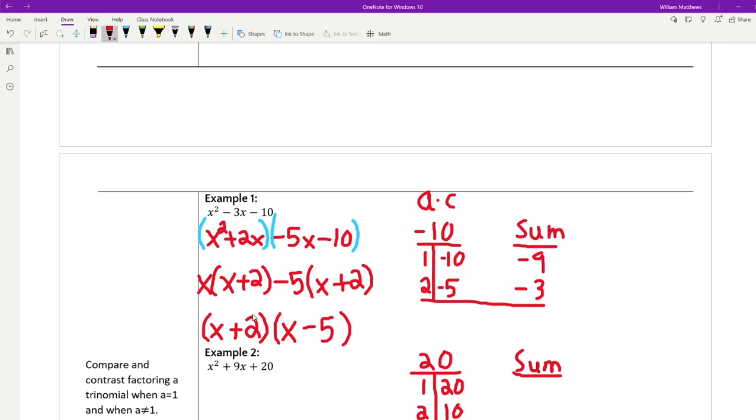Easy way to look at it. After this step, you show that the parentheses are exactly the same. You write it down once, and then you write what is left, our x and our negative 5.